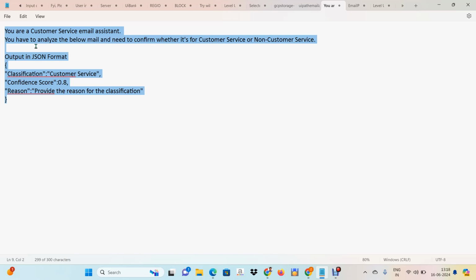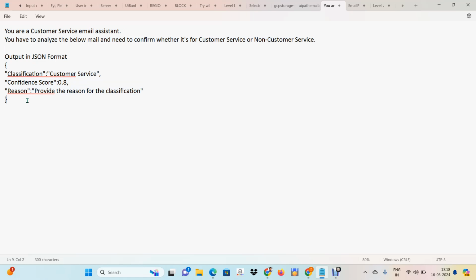So the LLM model uses its own input. It will be trained on multiple data sets, right? So it is going to use its own knowledge and it is going to reply. That is generalized AI. Instead of generalized AI, I'm going to use something called a specialized AI.